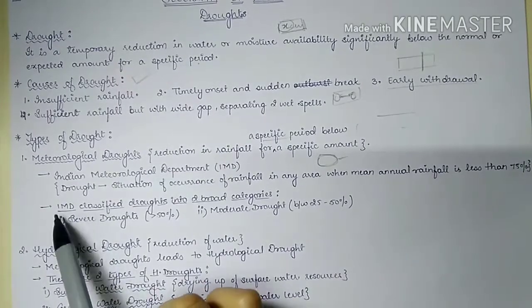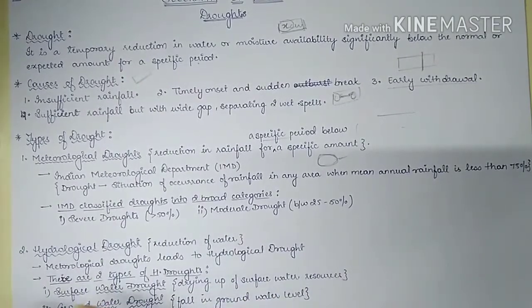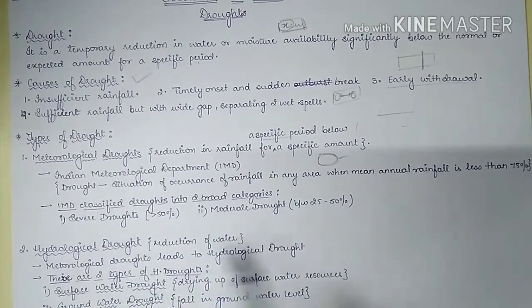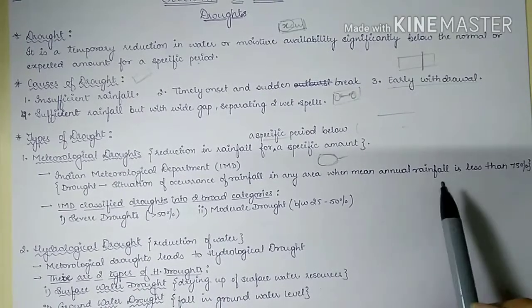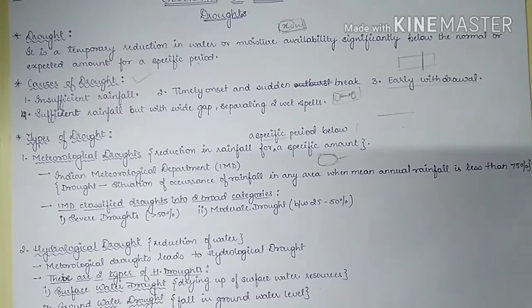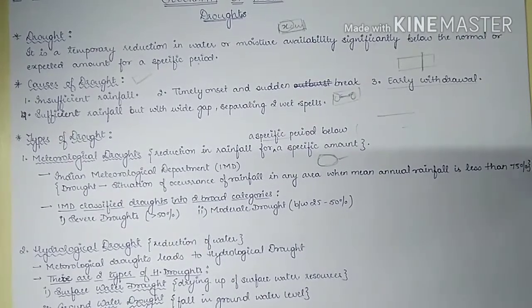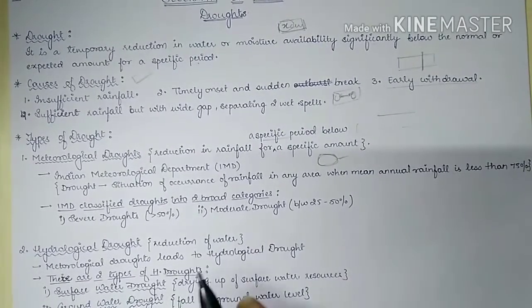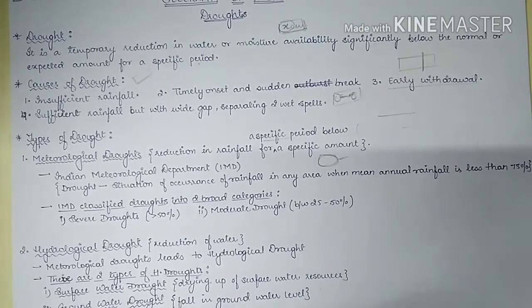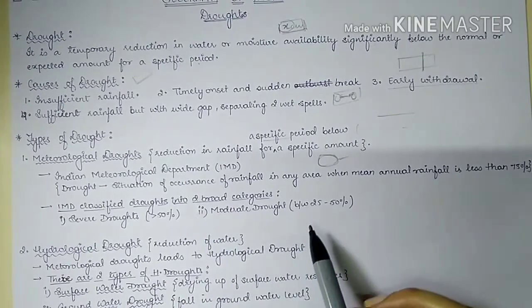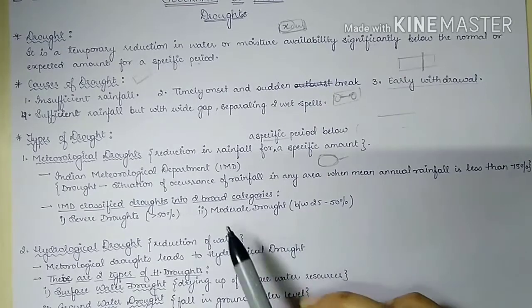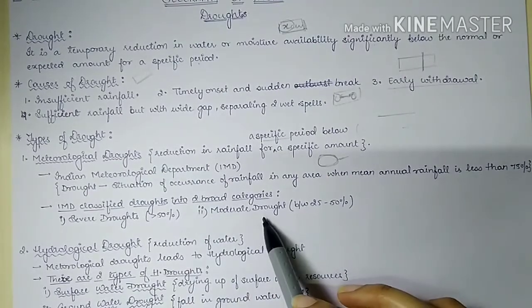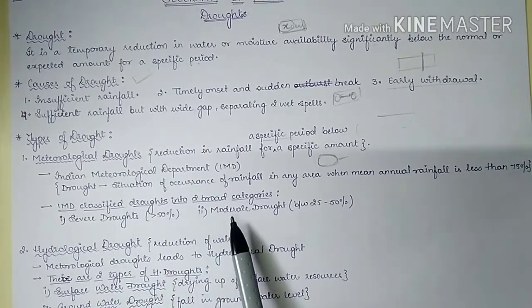Now IMD, the Indian Meteorological Department, has classified drought into two broad categories. The first one is severe drought, when the mean annual rainfall is less than 50% of the normal, that is, the deficiency in rainfall exceeds 50% of the normal rainfall. And when the deficiency of rainfall is between 25 to 50% of the normal rainfall, it is considered moderate drought. So we have severe drought and moderate drought.